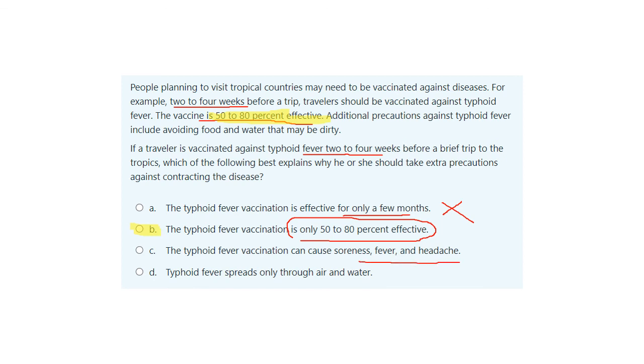Causing fever and headache, these would be called side effects, but they are not reasons why you would have to take other precautions. And typhoid fever spreading only through the air and water is not explaining why you have to take extra precautions. A precaution means something that you do to try and prevent a negative thing happening.